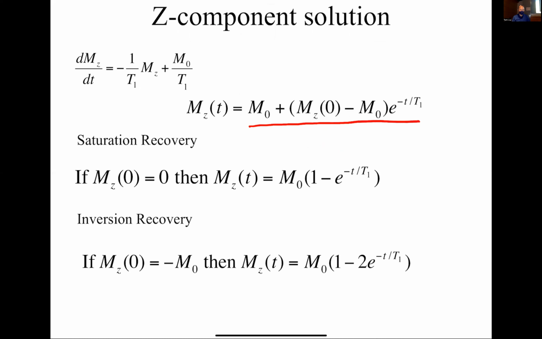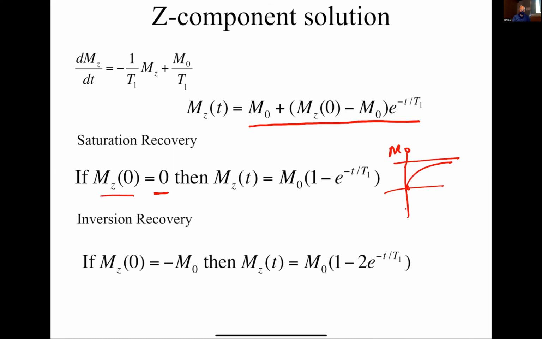And so let's look at a couple. The 2 most common ways are either m sub z of 0 equals 0. Okay, so that's a very common thing. We're going to have a 90-degree flip angle. So we tip the magnetization all the way over. So the starting value of the longitudinal magnetization is 0. Okay. So in this case, it just grows back, as we said, to m sub naught.